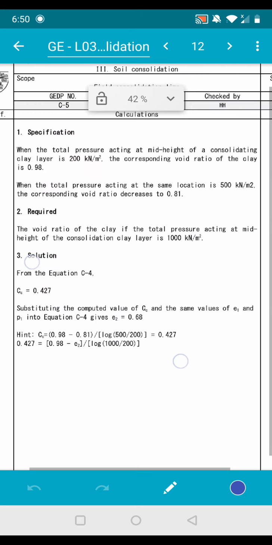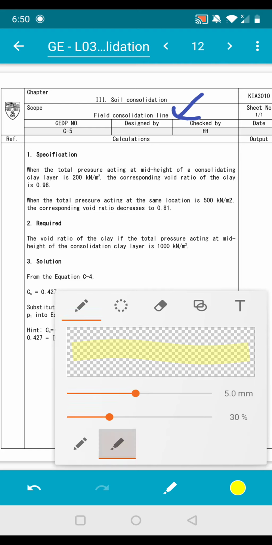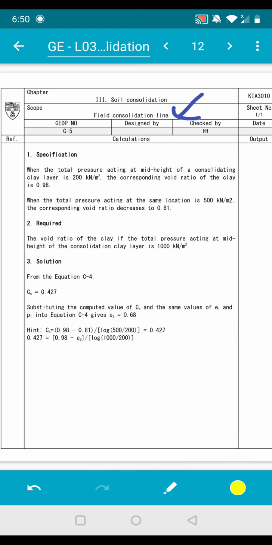Okay, let's move on to problem number 5, C5. This is on the field consolidation line. Okay, let's change this to highlighter. Okay, better. Specification: when the total pressure acting at mid-height of a consolidating layer is 200 kN per meter square, the corresponding void ratio of clay is 0.98. So that's the first information. Second, when it's 500 kN per meter square, the void ratio is 0.81.